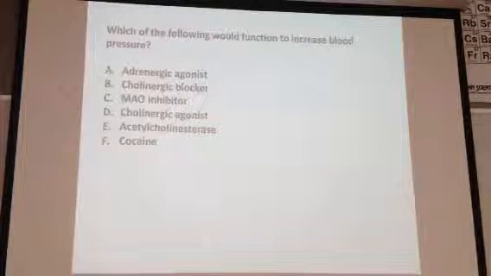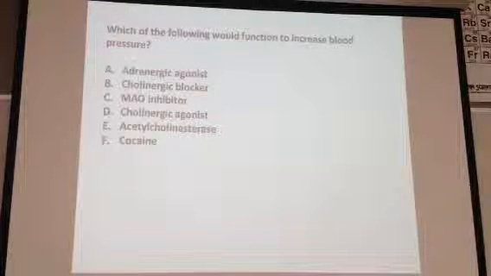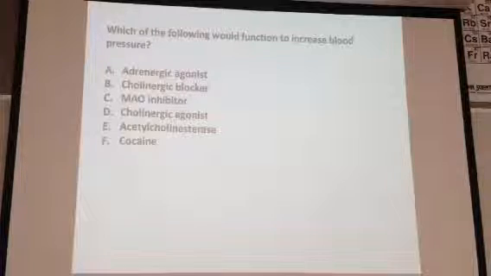A blocker is going to, so cholinergic refers to acetylcholine, and a blocker means it's going to keep acetylcholine from binding to its receptor. So when we have a blocker, it's going to suppress the acetylcholine function, thus allowing the sympathetic one to be the major effect. So it's like increasing sympathetic by pushing this one down. Okay? So which of the five would function to increase blood pressure?